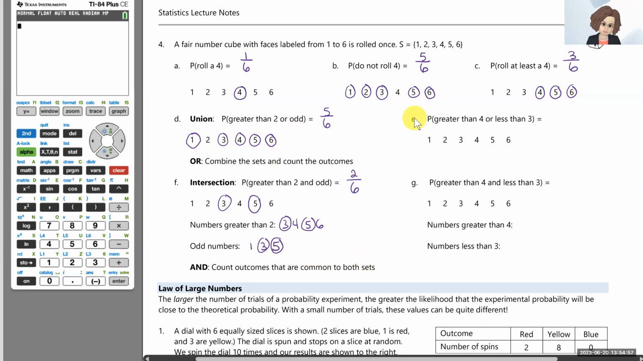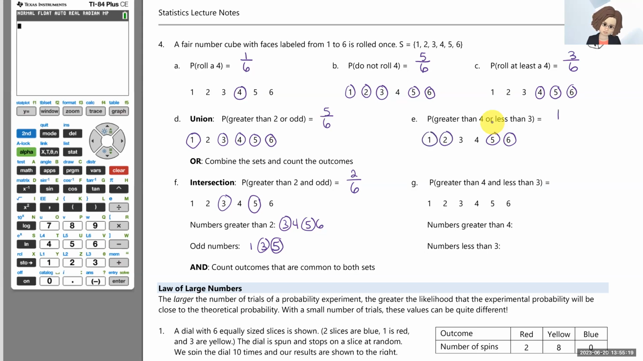Okay, and then I'm going to come over here to my E. So let's get the probability a number is greater than 4 or less than 3. So or is combine the sets. So every number greater than 4 gets counted. So that would be 5, 6, along with any number less than 3 gets counted, and numbers less than 3 would be the 2 and the 1. So 4 out of those 6 outcomes meet one condition or the other condition.